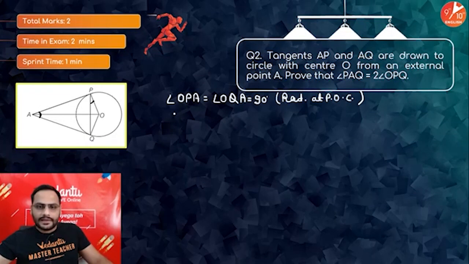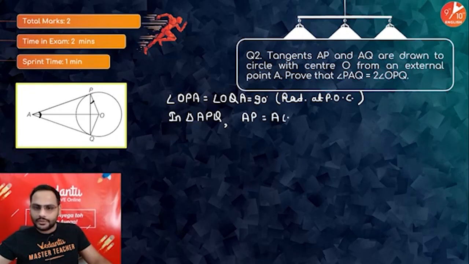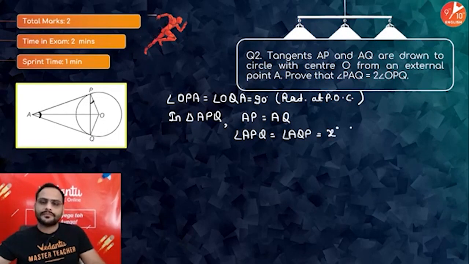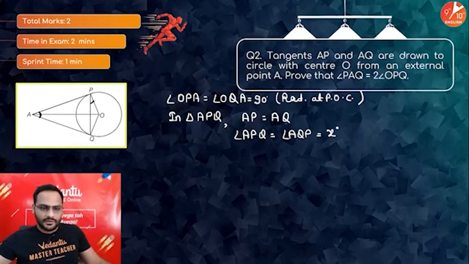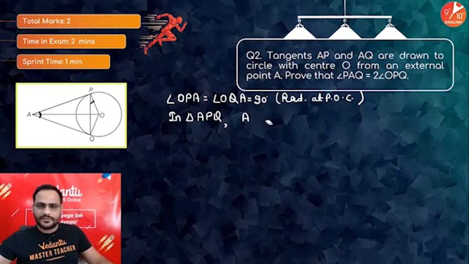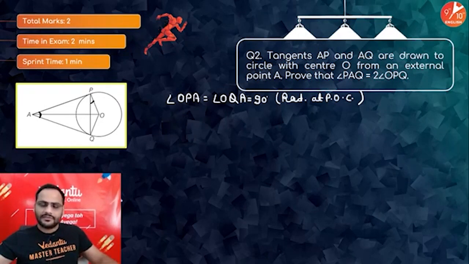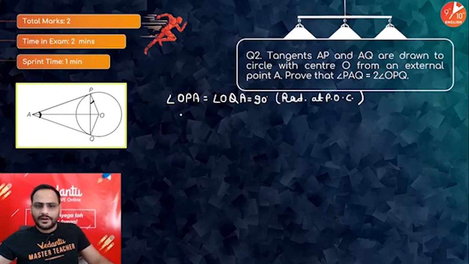Right? Now guys, I can say, sir, in triangle APQ, we know tangents from an external point are equal. AP is equal to AQ. So I can say, sir, angle APQ will be equal to angle AQP. Let's say both are equal to X degrees. Okay? Or why go over there also? We can do it. Let's take angle OPQ as X. We have to prove angle PAQ as 2X. So let us take angle OPQ as X degrees.